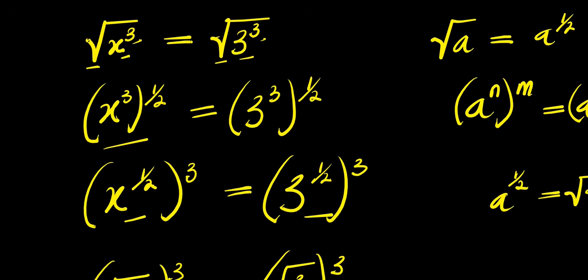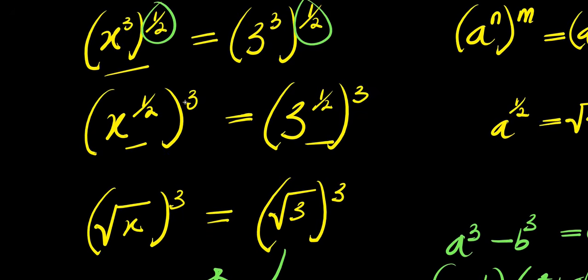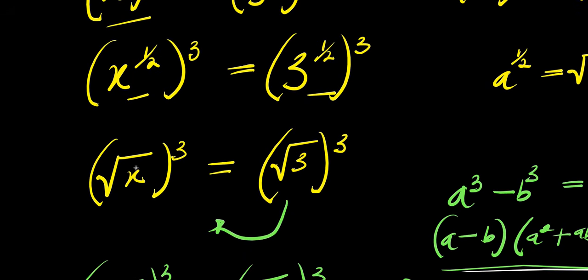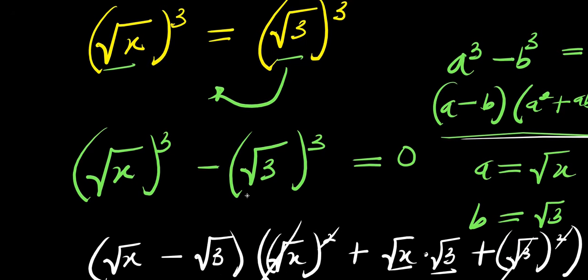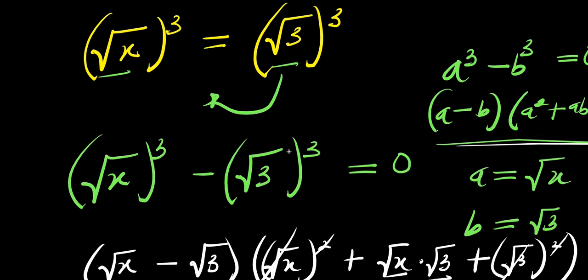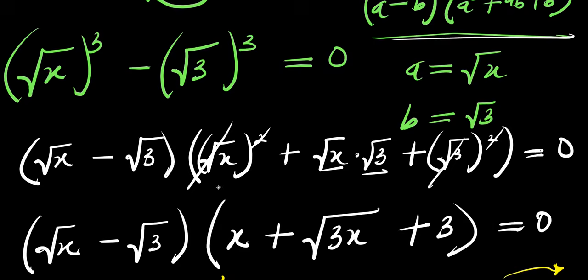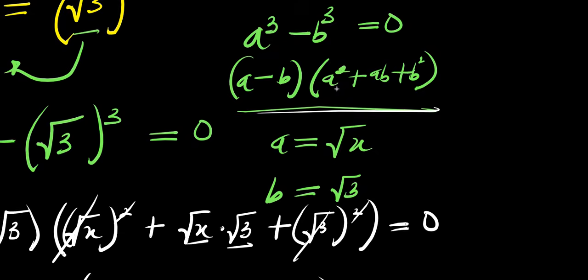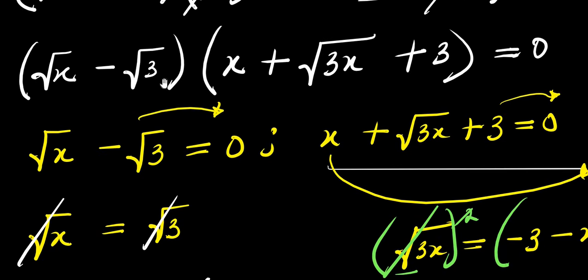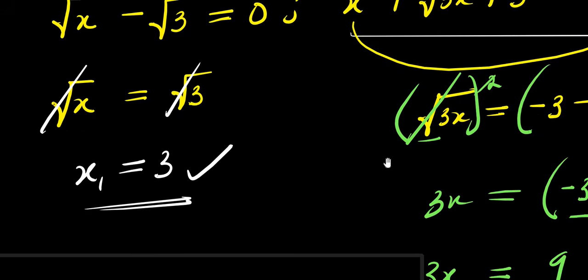The most important step is to express this square root here as this. So you can flip this exponent and express this as square root of x and this as square root of 3. Then you form an equation, a cubic equation, then expand it using this cubic identity. You equate each part of the expression to 0. Then you solve it individually.